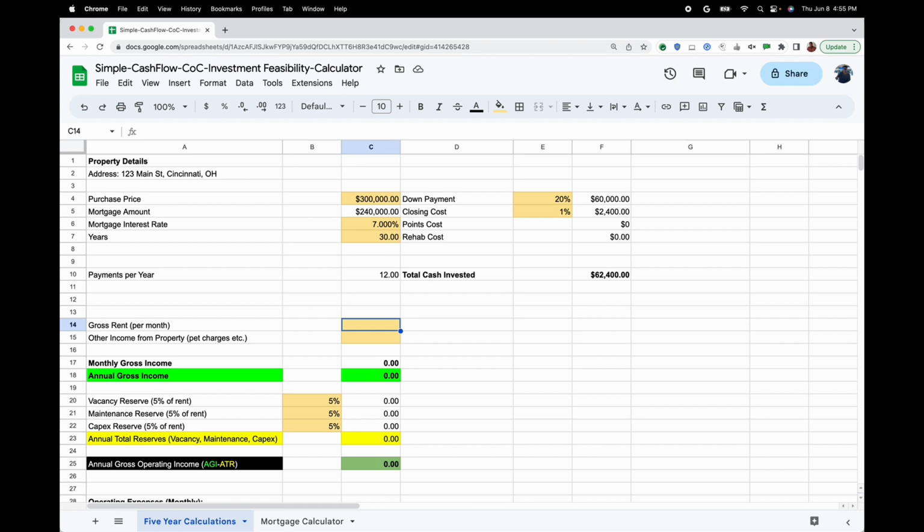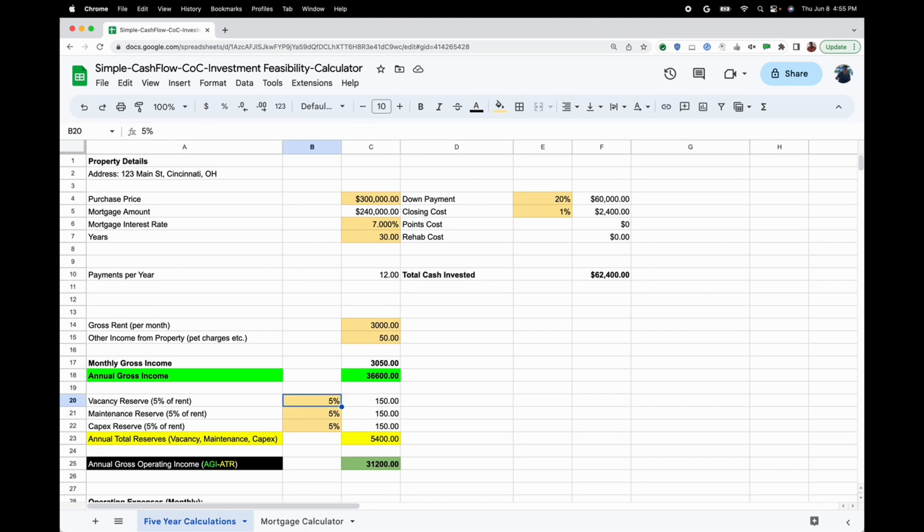Gross rent, this is the most important part. This is the revenue coming in. Let's assume you are able to get revenue of $3,000 per month from gross rent. And other income, let's assume you are able to get $50 for pet charges. You're allowing a pet to be brought into this particular house, so you're going to charge $50 for that. So your monthly gross income is $3,050. Your annual gross income is simply a multiplication by 12, so that is $36,600. That is the gross income coming in for you. Okay, now we go through the reserves.